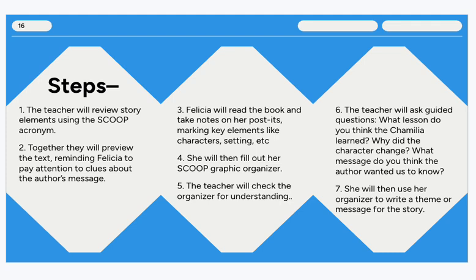Here are the steps. The teacher will review story elements using the SCOOP acronym. Together, they will preview the text, reminding Felicia to pay attention to the clues about the author's message. Felicia will read the book and take notes on her post-its, marking key elements like characters, setting, etc. She will then fill out her SCOOP graphic organizer. The teacher will check the organizer for understanding. The teacher will ask guided questions such as, what lesson do you think that Camellia learned? How did the character change? What message do you think the author wanted us to know? She will then use her organizer to write a theme or message for the story.